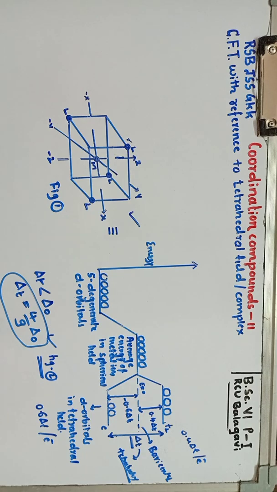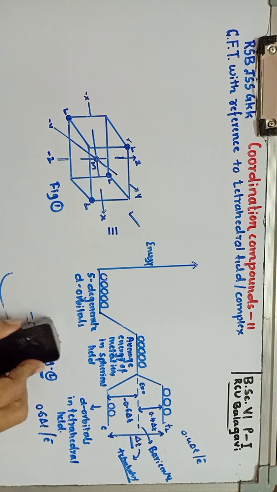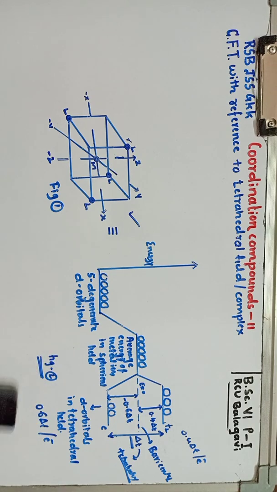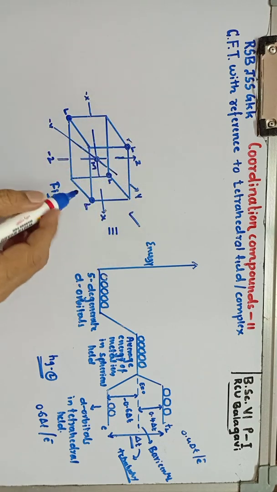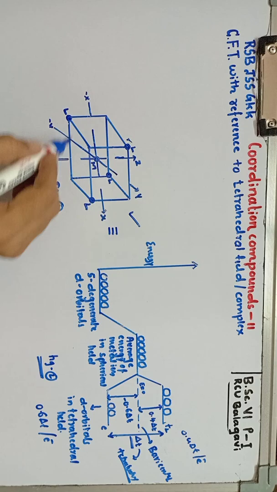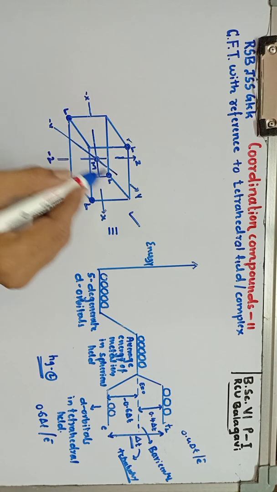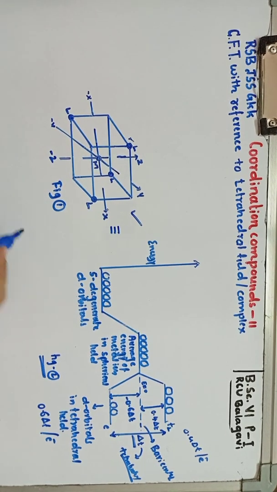So thus, crystal field theory with reference to tetrahedral complexes: we have to explain how the ligand field will affect the central metal ion, that means the degeneration of the central metal ion. So how will you explain that?